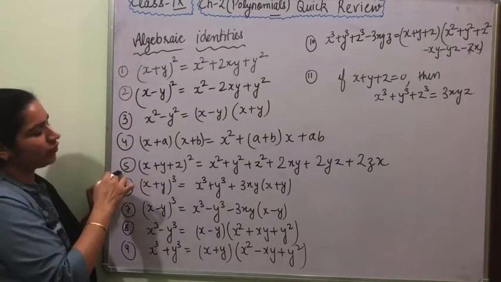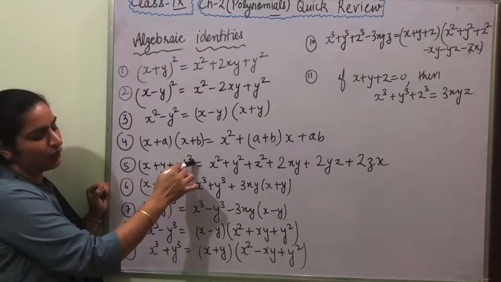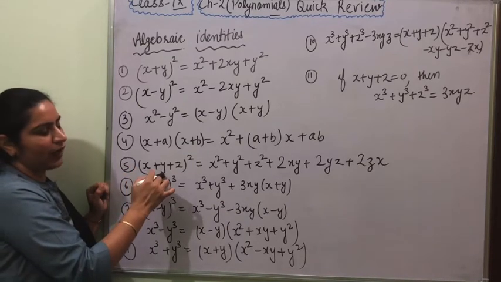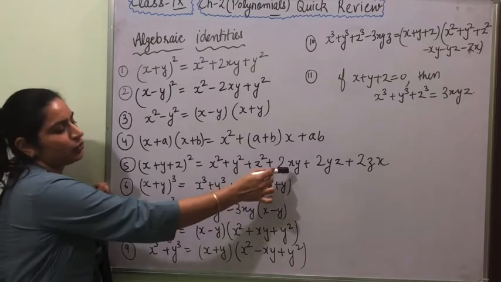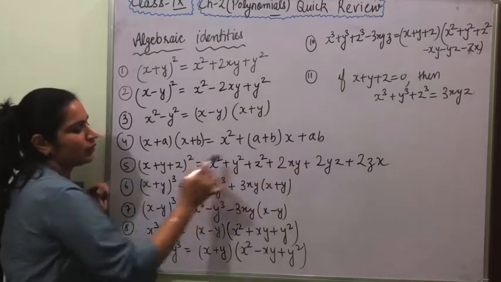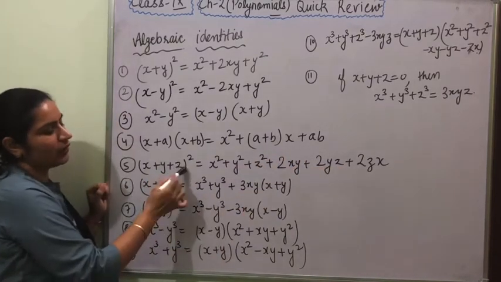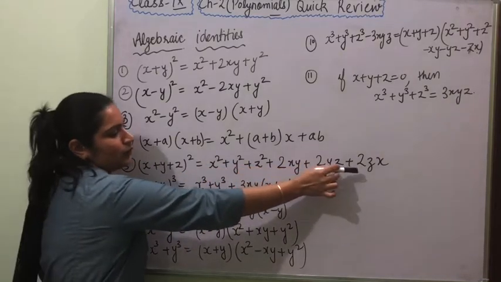Okay, now the fifth one, where three terms are given: (x + y + z) whole square, which is equal to x square, the square of the first term, y square, the square of the second term, z square, the square of the third term, plus 2xy, 2 into first into second term, 2yz, 2 into second into third term, and 2zx, 2 into third into first term. That is, x square, y square, z square, 2xy, 2yz and 2zx.